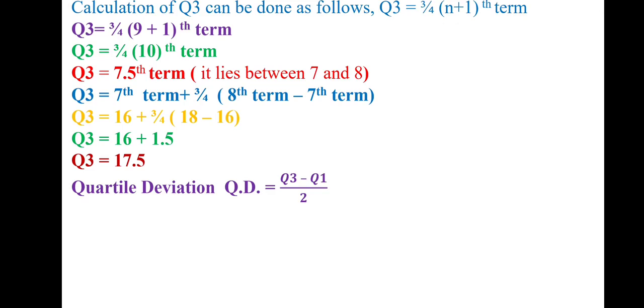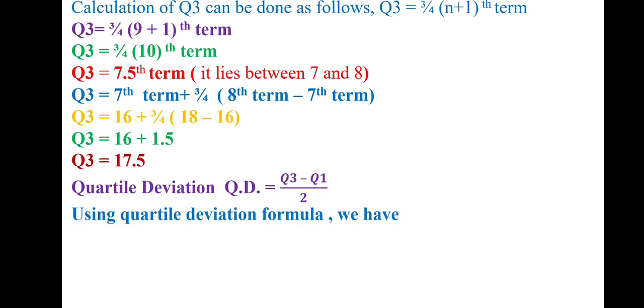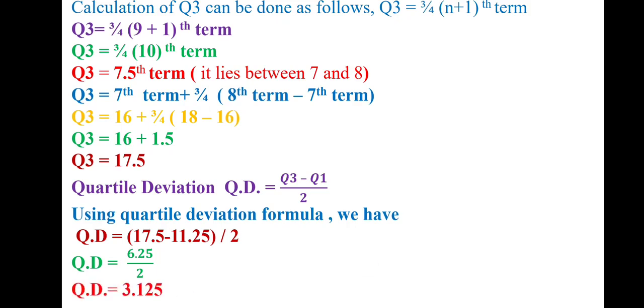Quartile deviation equal to Q3 minus Q1 divided by 2. Formula: 17.5 minus 11.25, where 17.5 is Q3 and 11.25 is Q1, divided by 2. 6.25 divided by 2. Simplify, we will get QD equal to 3.125. This is the way quartile deviation will be calculated.